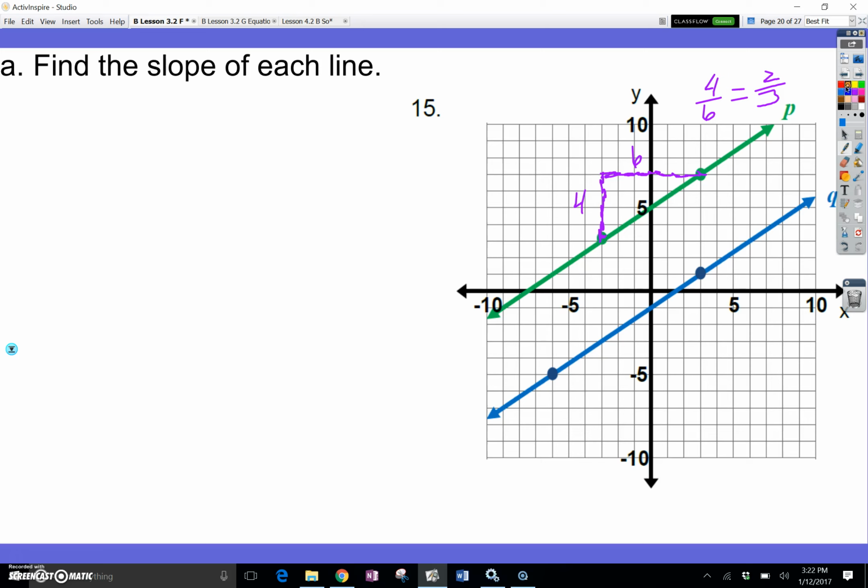All right, now the next one, let's do the blue one. Same idea. Now we're going to go up 1, 2, 3, 4, 5, 6. I'm going to go over 1, 2, 3, 4, 5, 6, 7, 8, 9. So I went up 6 and over 9. So if I do rise over run, it would be 6 over 9, which reduces to 2 over 3. These lines are parallel, obviously, because they don't intersect.